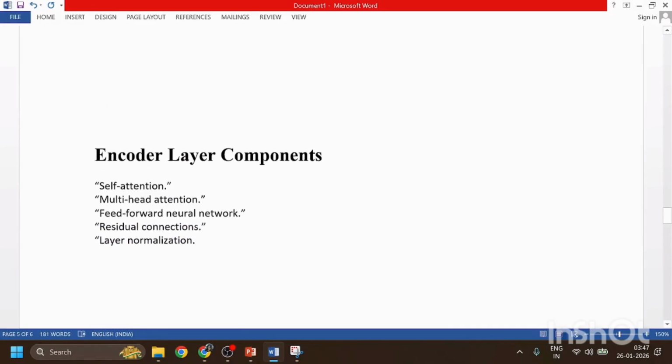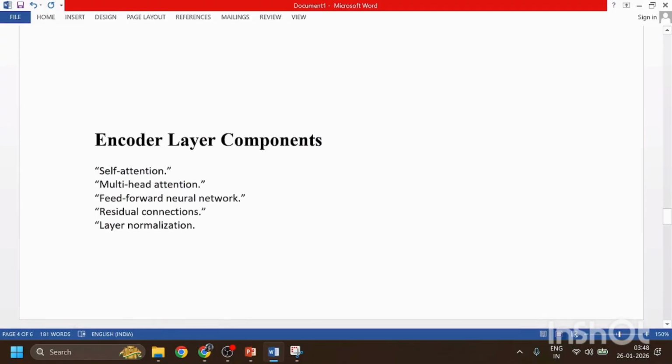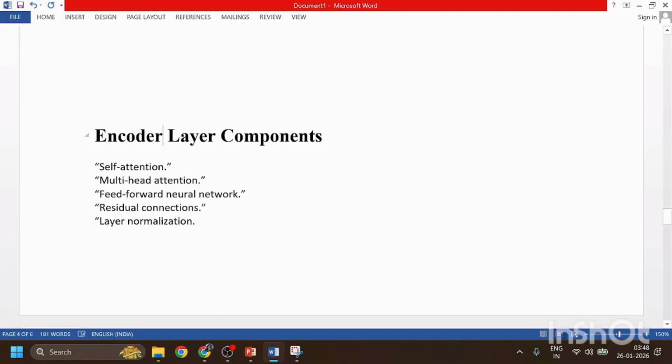You can see here each encoder layer consists of 5 main components. First one is self attention, second is multi-head attention, third is the feed forward neural network, fourth is residual connection, and fifth is layer normalization. So these are the encoder layer components.